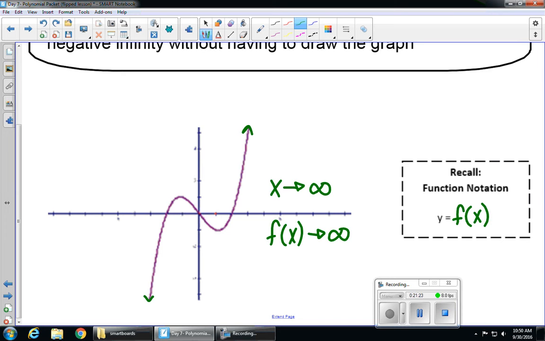So now if we look on the left side, we have the graph going down. So over here, as x is approaching negative infinity, which means as I go further and further left, what's happening to my graph? My graph is going down. So that means that f of x is going to negative infinity as well because it's going down.